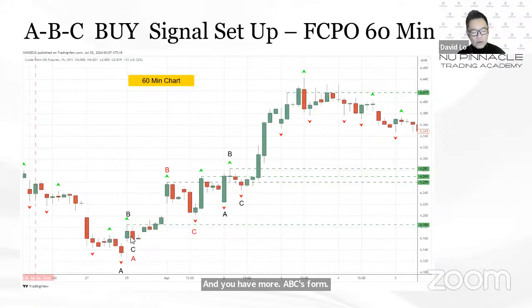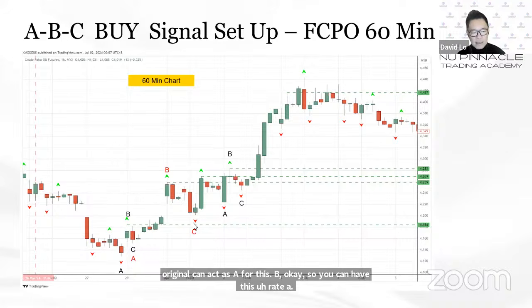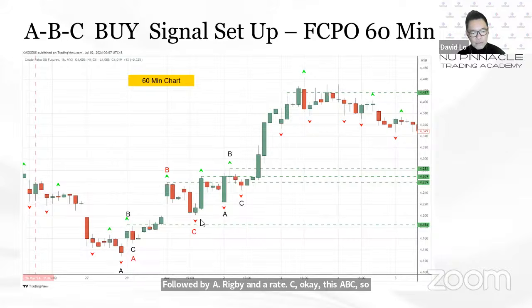The C can also now act as an A. Of course, this original can act as an A for this B. So you can have this red A followed by a red B and a red C. This ABC formation has more bars in between. Now if you are very acute in your eyesight, you can see this is an ABC as well, right over here. There's another signal over here which I didn't mark. I just marked something that's easier on your eye, and with more bars. So A, B, C, and this is your trigger, and it was triggered on this day of this green bar.